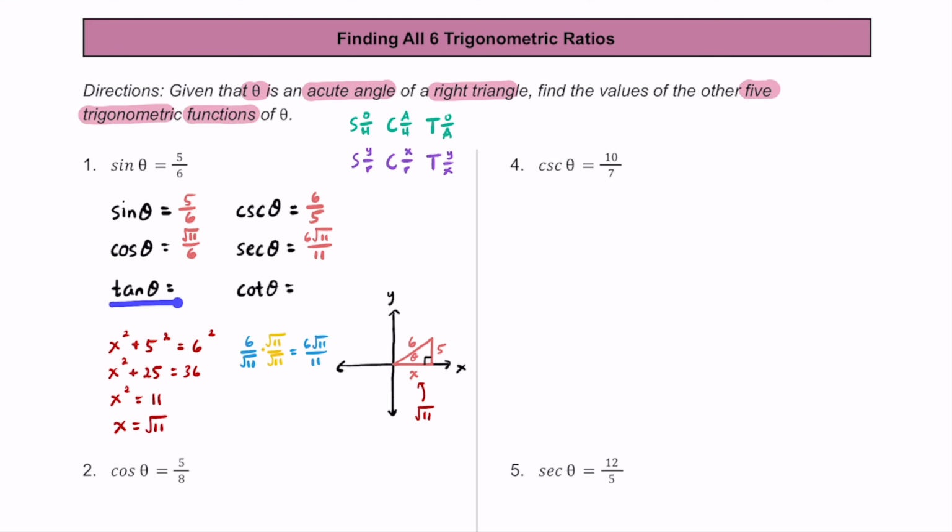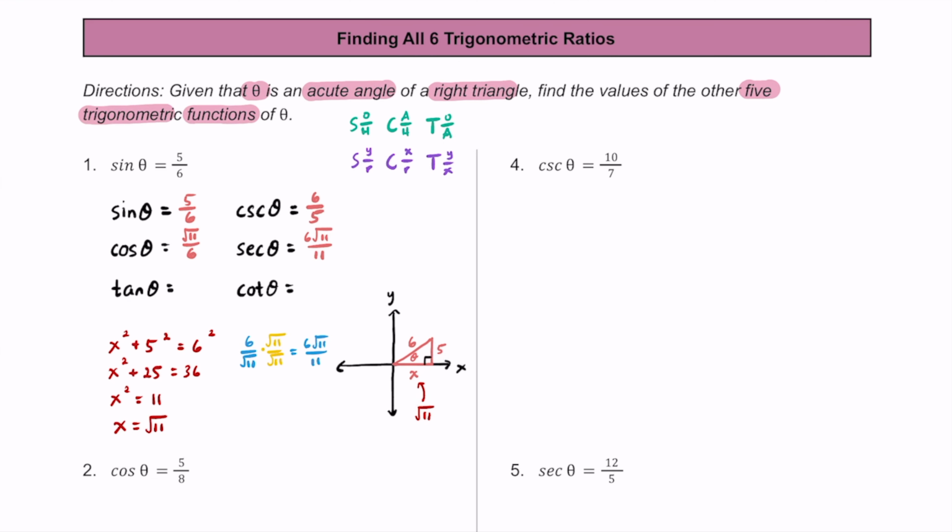Finally, we have tangent of theta. Now tangent is going to be this opposite over adjacent, or the y value over the x value, okay? So the y value we have here is going to be 5, and the x value here is going to be the square root of 11. So tangent of theta is going to be 5 over root 11.